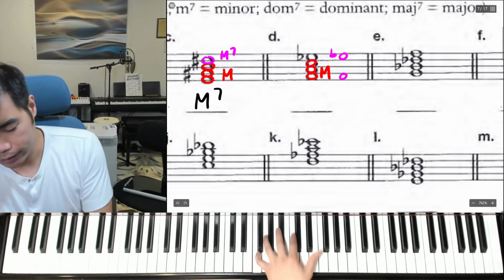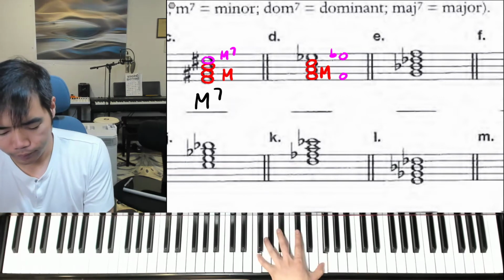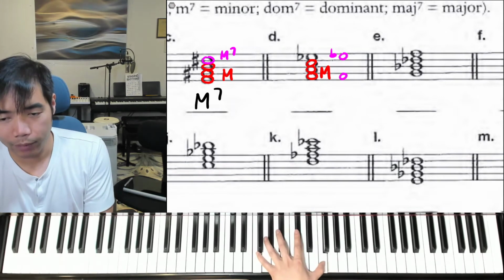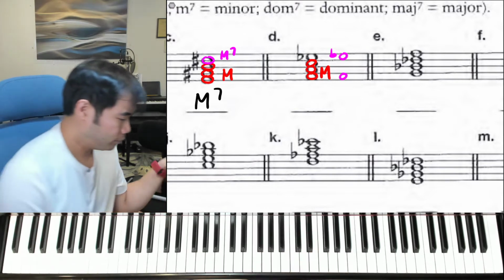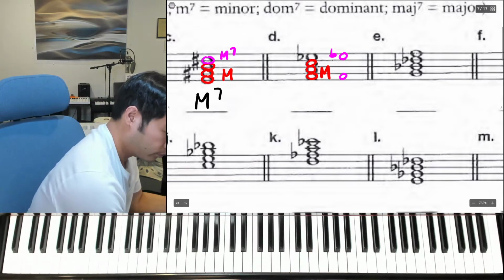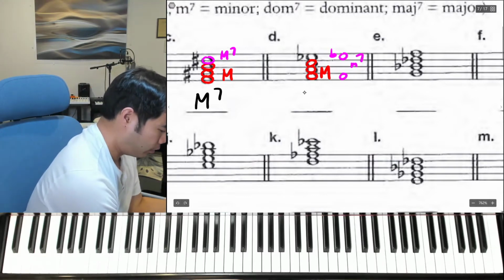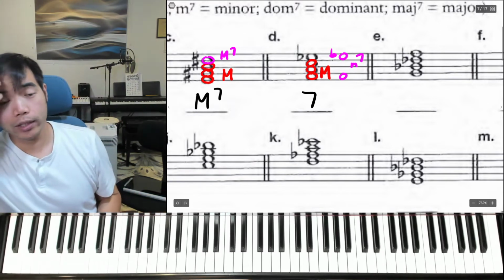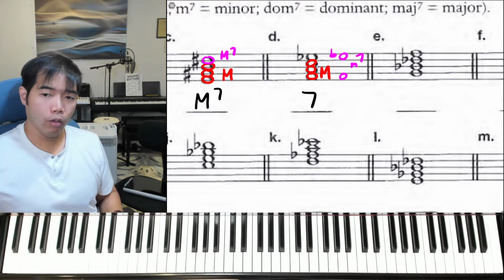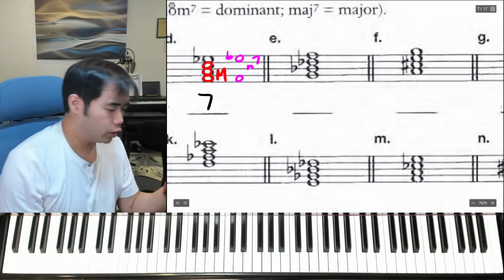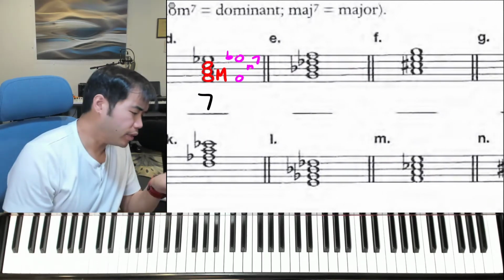F to E flat is a minor 7th because it's a whole step below the octave. So a major triad minor 7th, that is our just plain old 7 again, otherwise known as a major minor 7th or a dominant 7th chord. And we'll do one more together here.